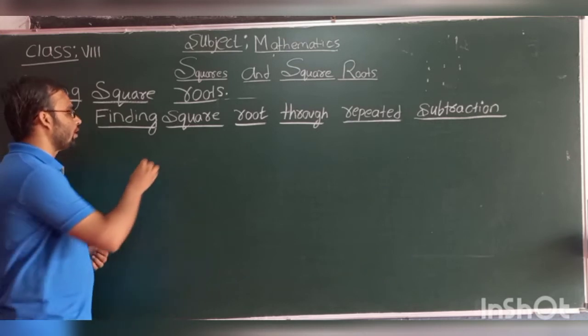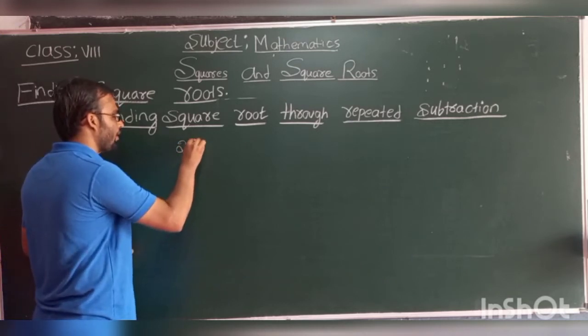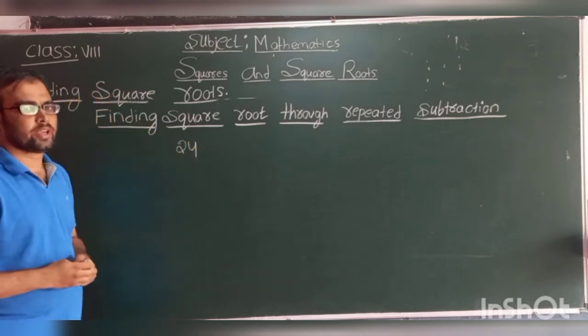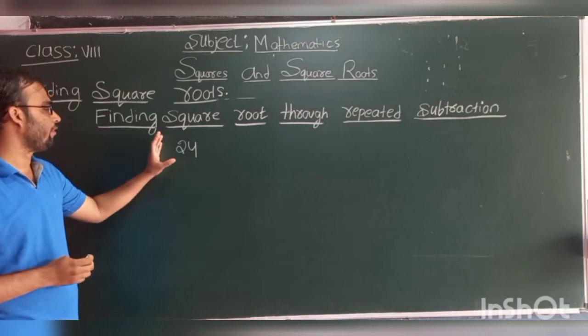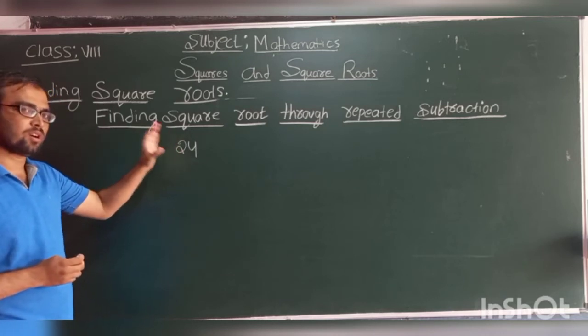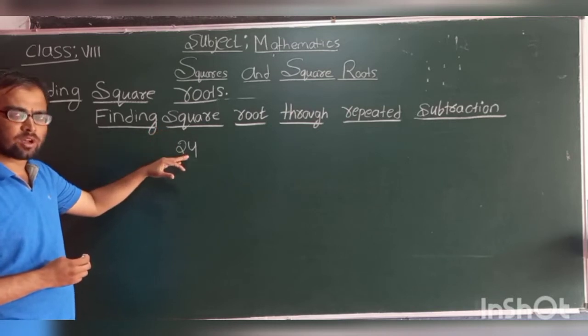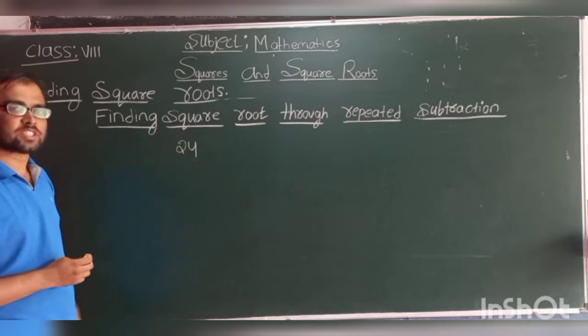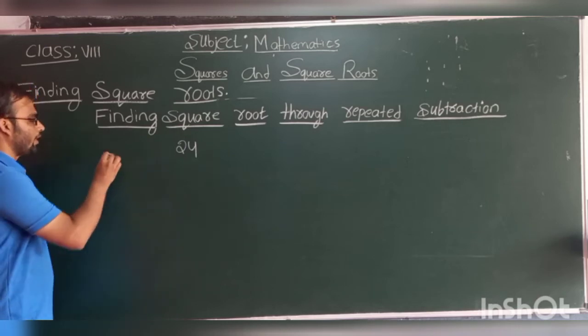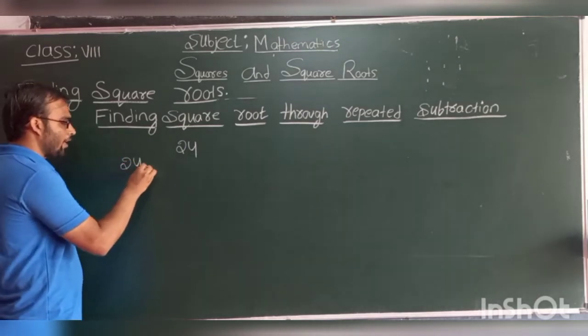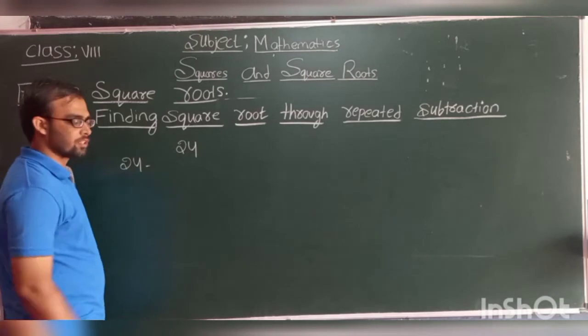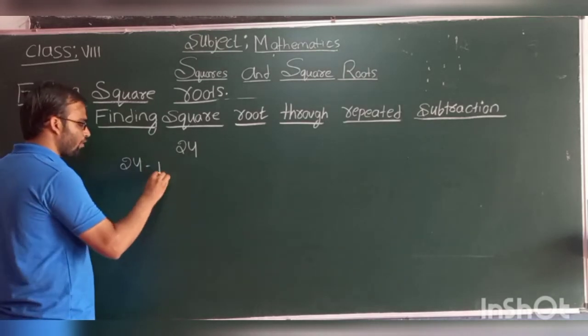Okay, suppose they are given a number, that is 24, and what we need to find is whether it is a perfect square or not. We can find that by the method of subtraction. So take this number and go on doing subtraction using odd numbers, that is 24 minus 1 is what?